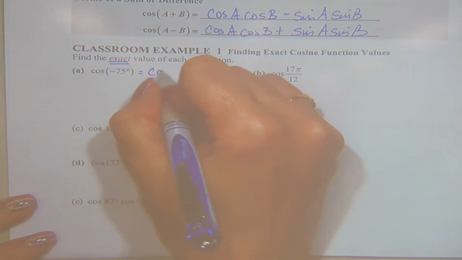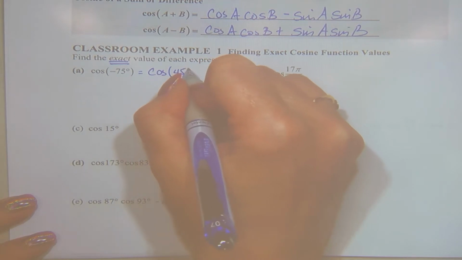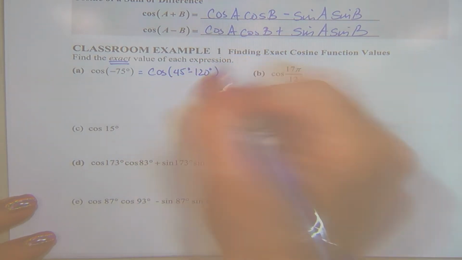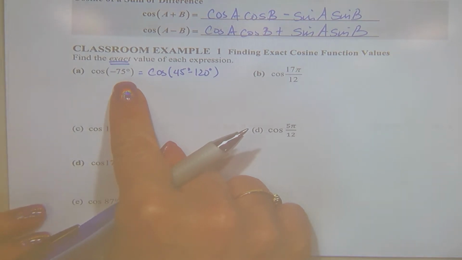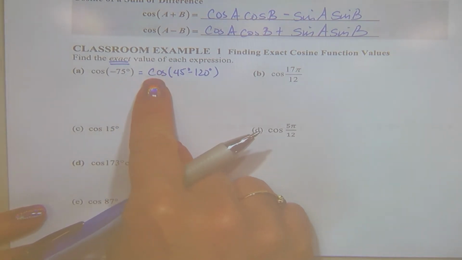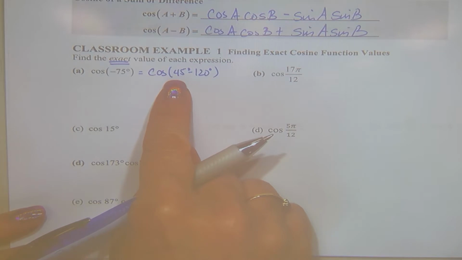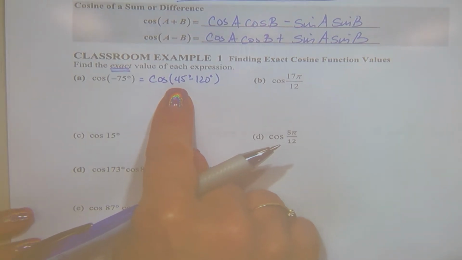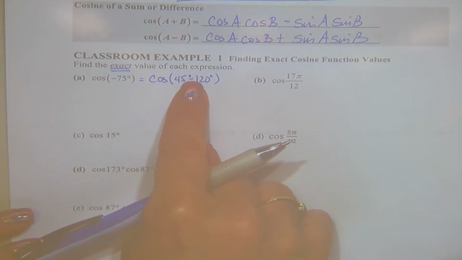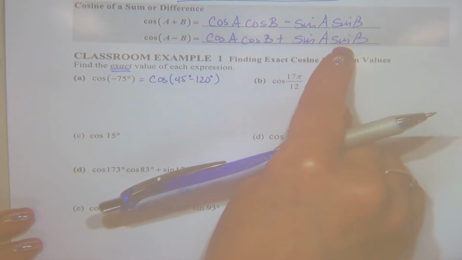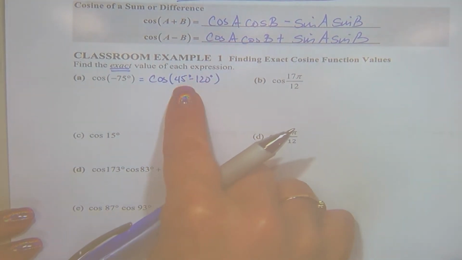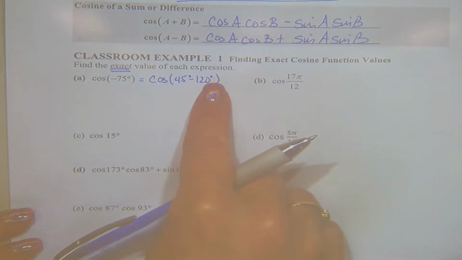That's going to be the same thing as cosine of 45 degrees minus 120 degrees, because 45 minus 120 is negative 75. Now we just said that I can't just go find those two cosine function values and subtract them. I have to use the identity. This is cosine difference because I'm subtracting. Cosine difference, this is the identity I use. Angle A is 45 degrees, angle B is 120 degrees.